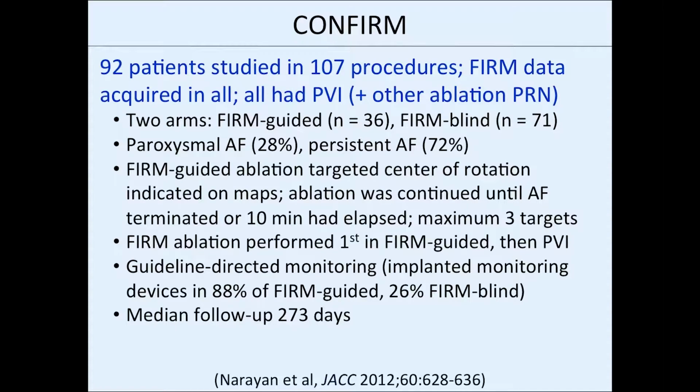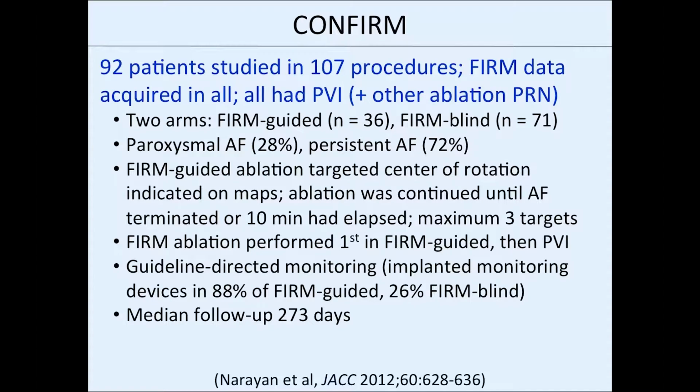FIRM-guided ablation was targeted on the center of rotation detected on the maps, as we'll see. Ablation was continued until one of a couple of endpoints occurred: either atrial fibrillation terminated to sinus rhythm or an atrial tachycardia, or about 10 minutes of ablation had elapsed. He limited himself in that study to a maximum of 3 targets, which was adequate for his purposes at the time. FIRM ablation was performed as the original ablation in cases in which it was FIRM guided, and then pulmonary vein isolation was performed afterwards. That's an important difference from what we do nowadays in most cases, as we'll see. Monitoring afterwards for recurrence of atrial arrhythmias was per HRS guidelines.